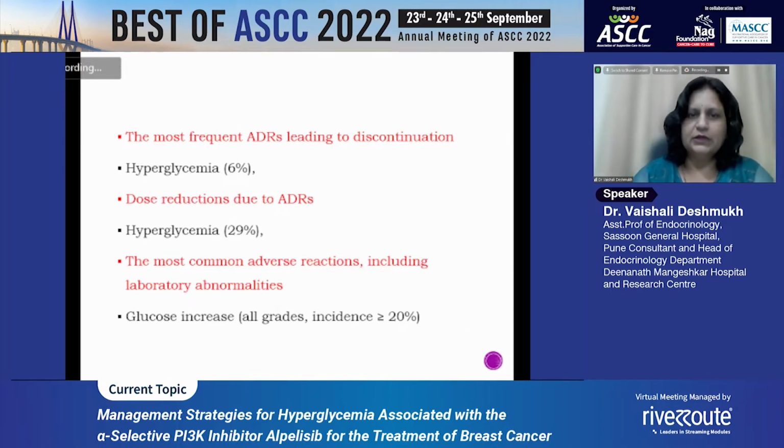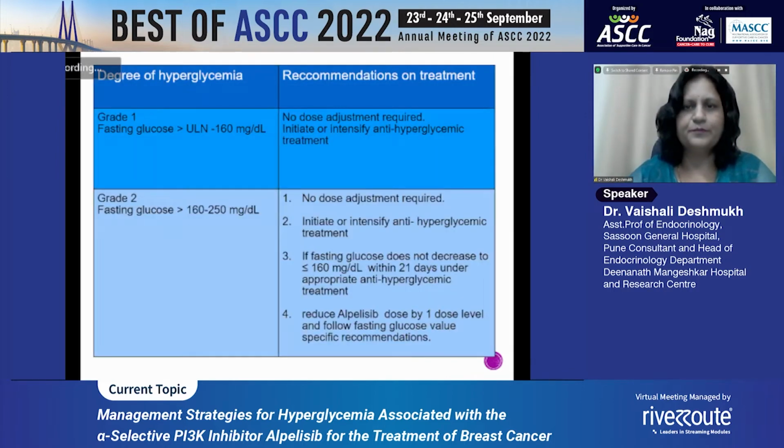Also, we need to understand that hyperglycemia is nearly the most frequent adverse drug reaction reported, which has led to discontinuation in the studies. It has also been an important cause for dose reduction of the drug. And it has been the commonest lab abnormality seen as an ADR in various trials with alpelisib. So hyperglycemia should be the first thing that comes to the back of the mind when we are thinking of starting this drug, or when we are using this drug and monitoring our patients.